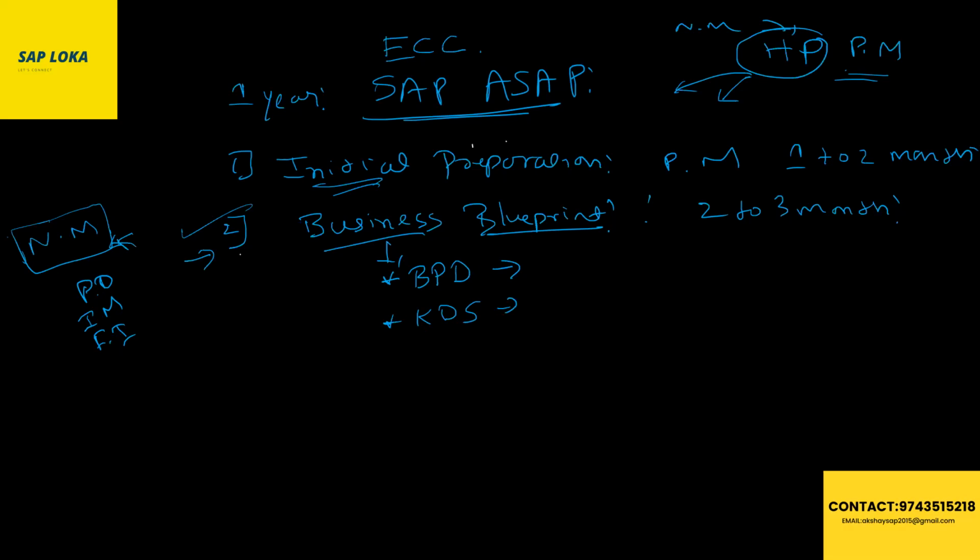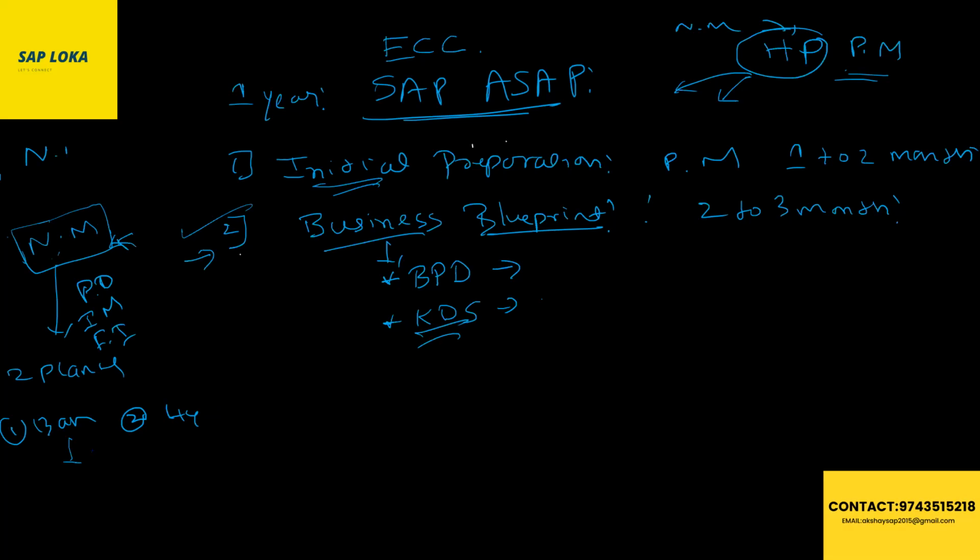In that, we document what configuration we are going to do in SAP. Say Nandini Milk is a company, and in that there are 2 plants, one in Bangalore and another in Hyderabad, for example. I need to create these 2 plants. What naming do I need to give them, and what number ranges do I need to maintain? Everything we will maintain in the KDS.